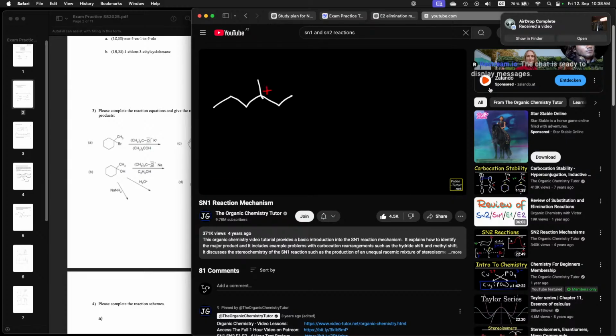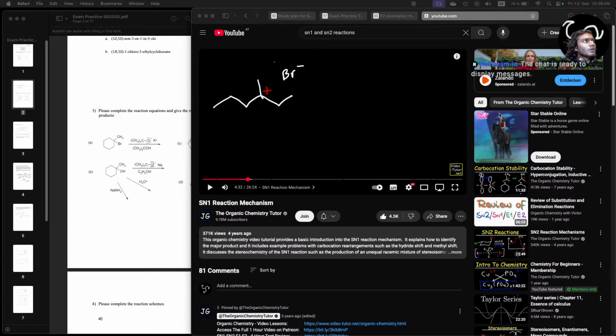So the bromide ion left, and so it's somewhere still close by. How did it happen so fast? To the carbocation.